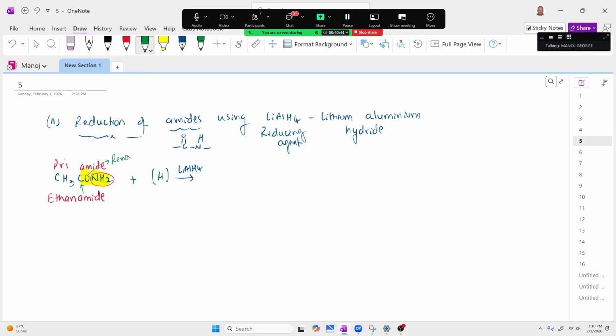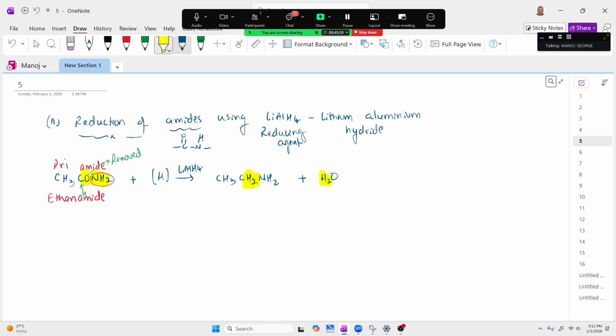This is removed. Removing oxygen is reduction. Adding hydrogen is reduction again. Okay, so you understand that I need two hydrogens for this one. And then if I get the oxygen out, I need two hydrogens for that one also. So what I get is CH3CH2NH2. So I got the two hydrogens there. The oxygen that came out, so I need to connect with two hydrogens more.